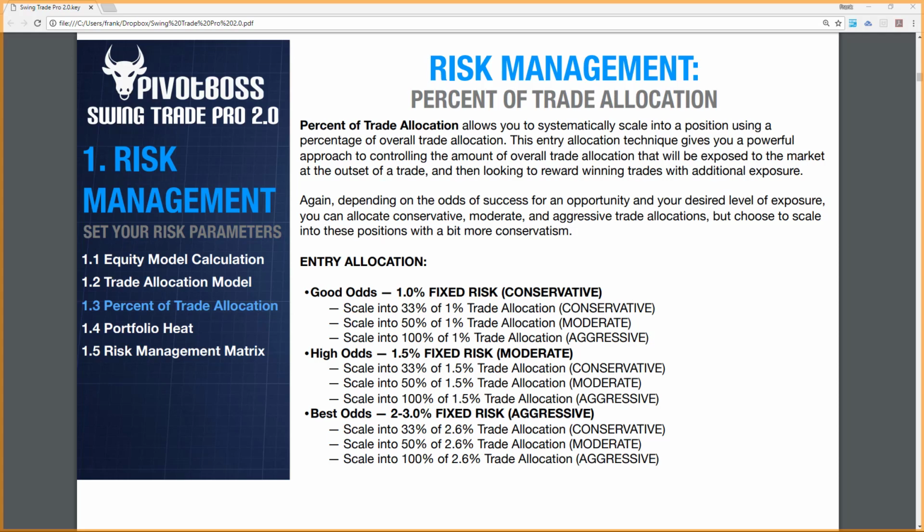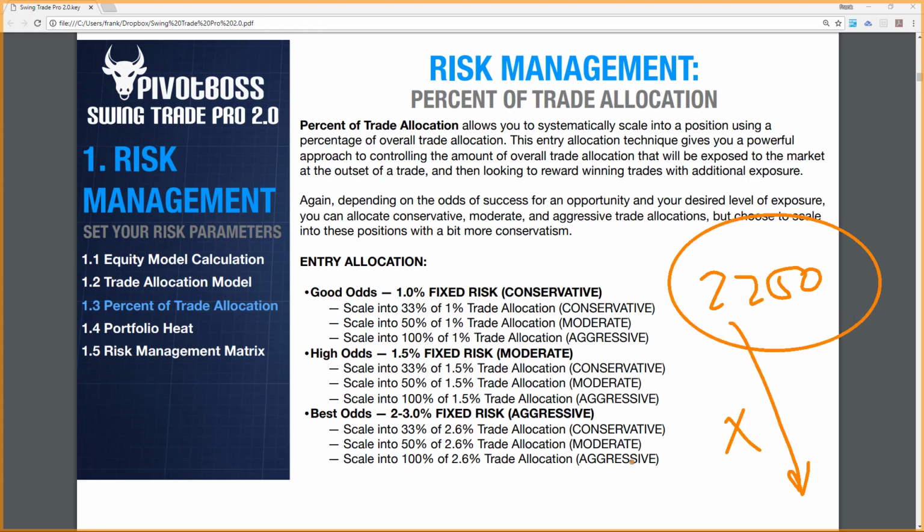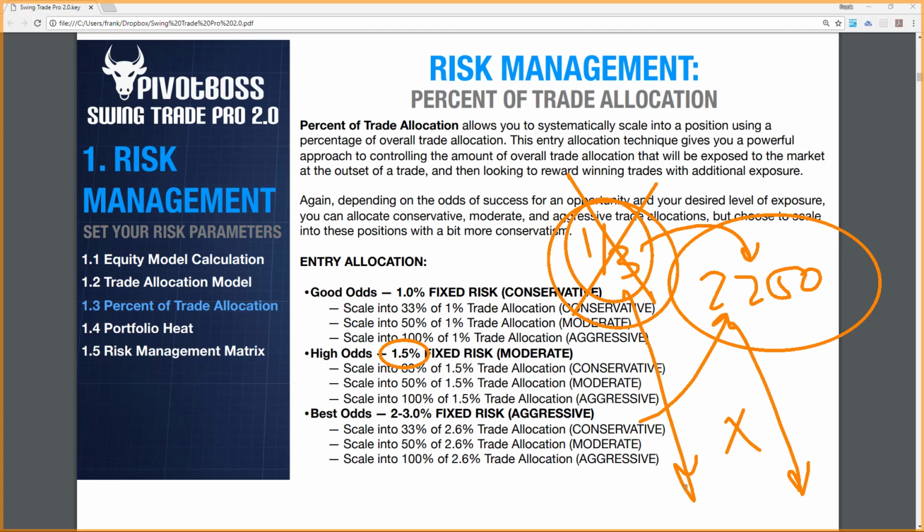This is a very powerful approach to entries, because say you get in with a full $2,250 risk and price goes straight down and stops you out, you're now out the entire lot of 1.5%. But if you had scaled in, say, a third size right away, and then price drops down, then you would take a hit on only a third of that risk, and you would have never gotten in the second and third legs because the trade didn't warrant it. And so anytime you stop out of a trade, you're going to stop out at a much smaller price tag than what you initially tagged as a trade allocation, right?